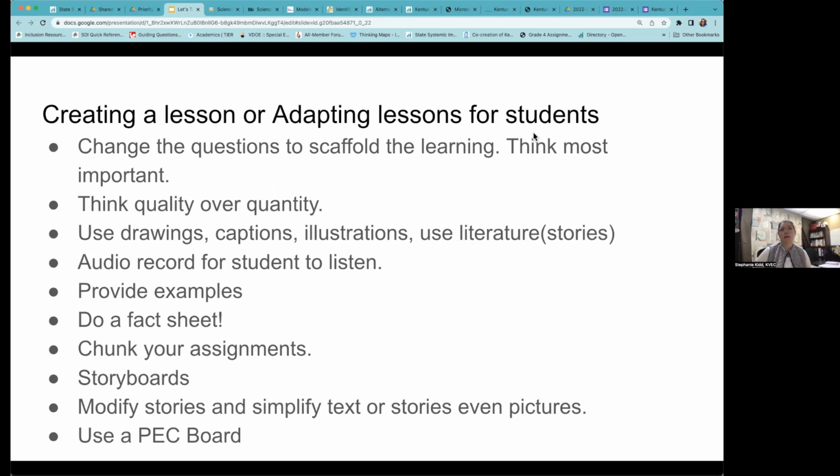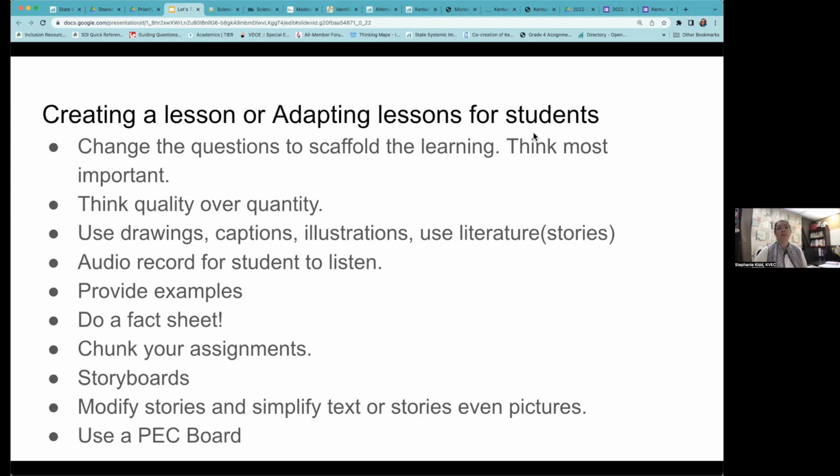Can I use drawings? Can I use illustrations? Can I use stories? Because my kids would listen to stories. Are there audio recordings that some of my students can listen to? That would help them because some of my students really love to listen to audiobooks. So maybe I have an audio recording of the science. Sometimes if they've got a peer mentor, you can have them read a section of the science book, and they're more apt to listen to a peer than they are to you. And so this is a good way to get them started.